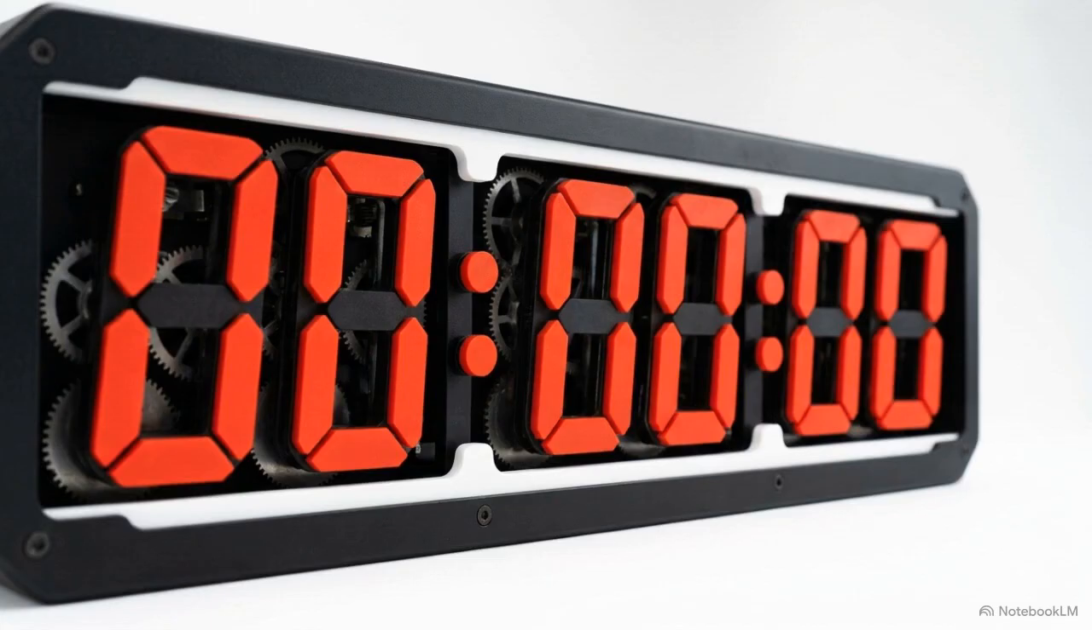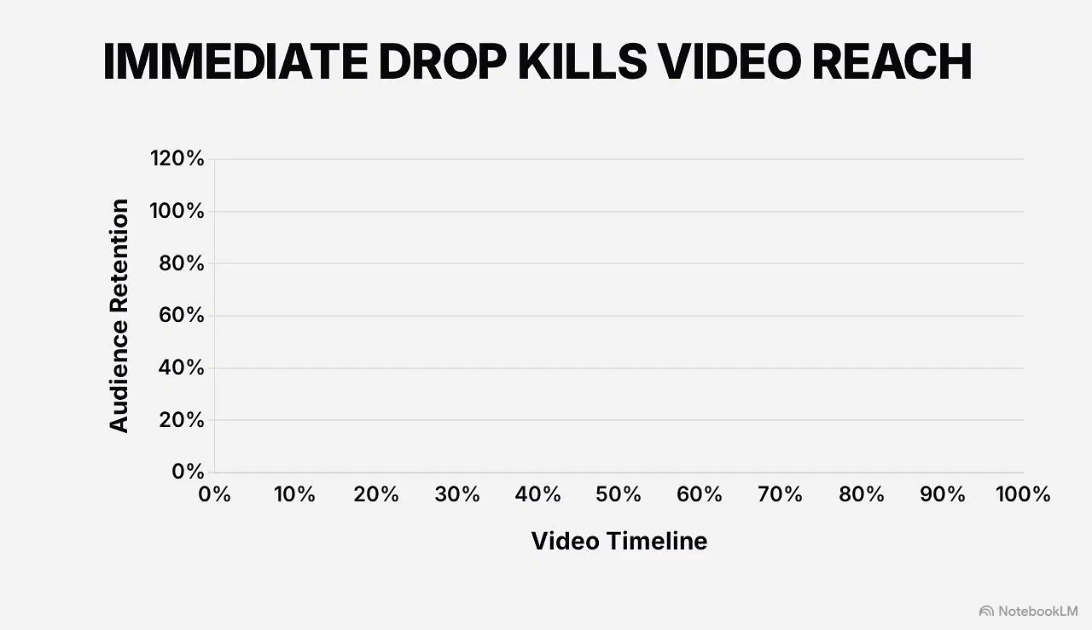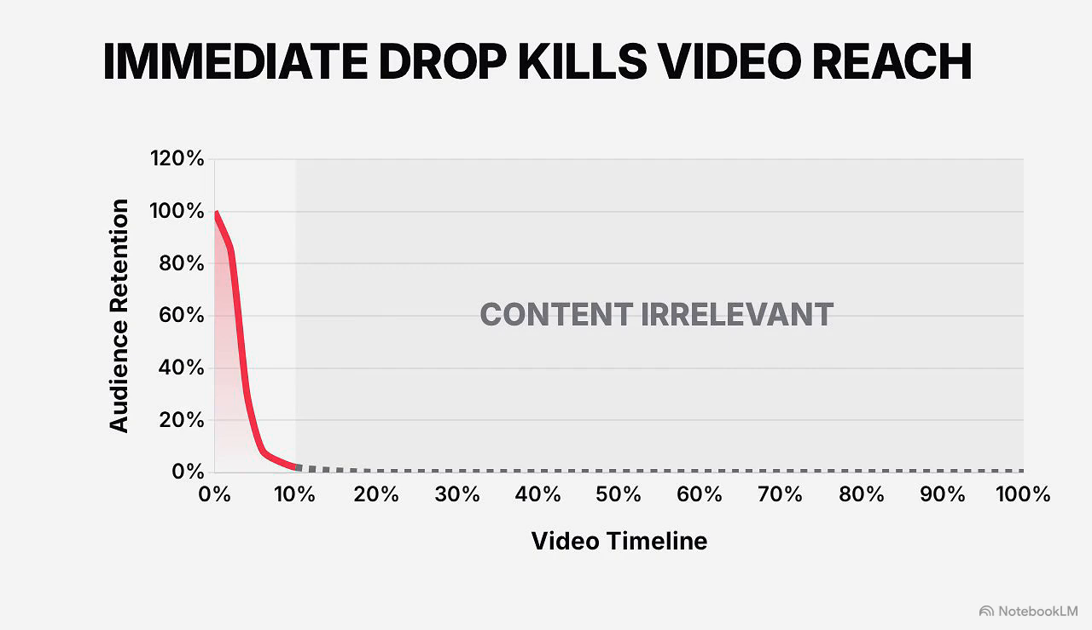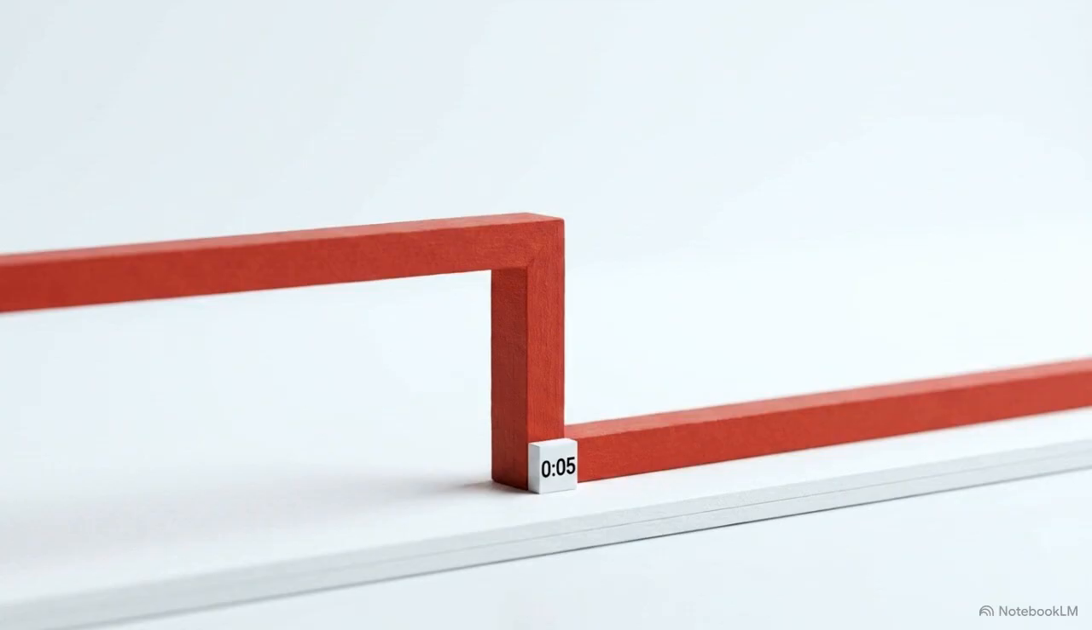The battle for their attention starts at second 0. If you fail to justify the click right away, the rest of your content is entirely irrelevant. Nobody will be around to see it. Getting past 5 seconds is just the first filter.